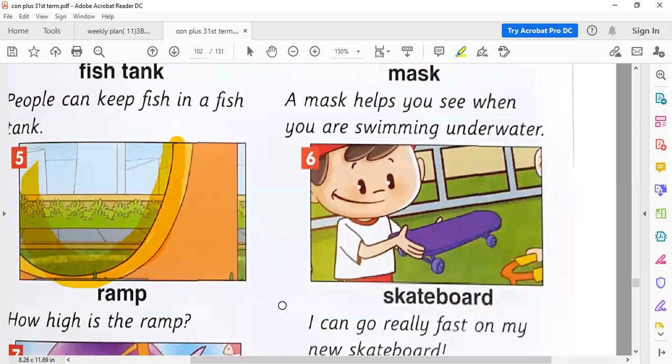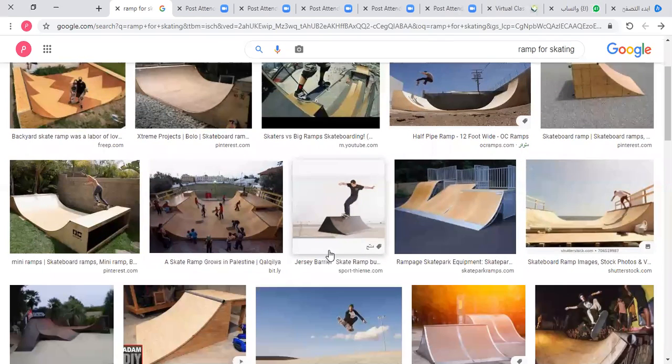What is a ramp, students? What is it used for? Skateboard. Look at this picture. Look at this man. What is he doing?